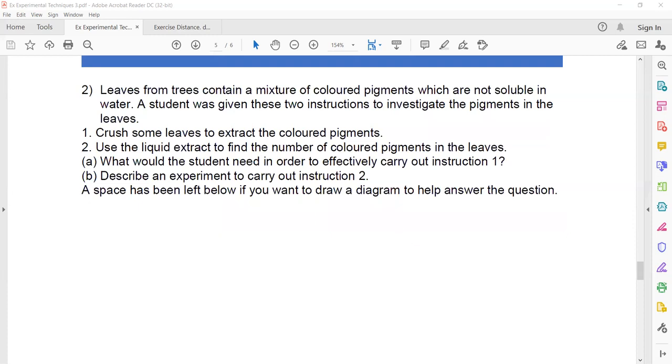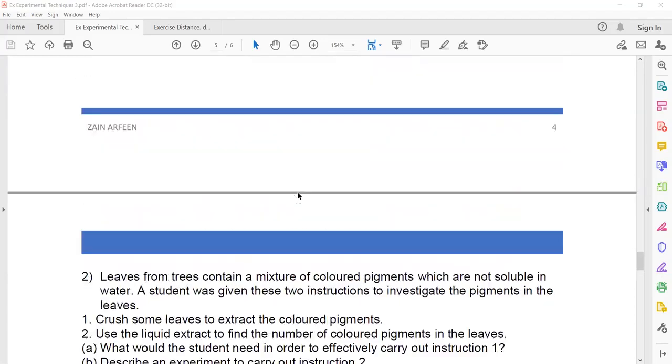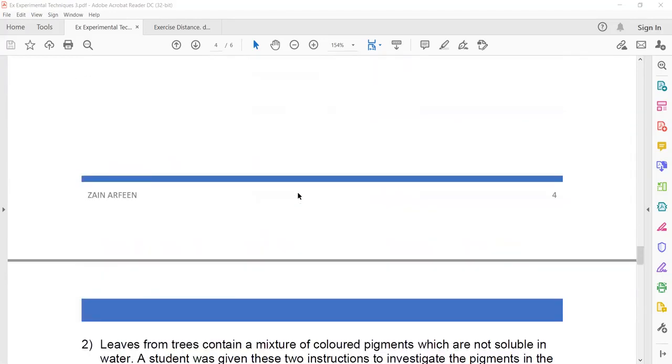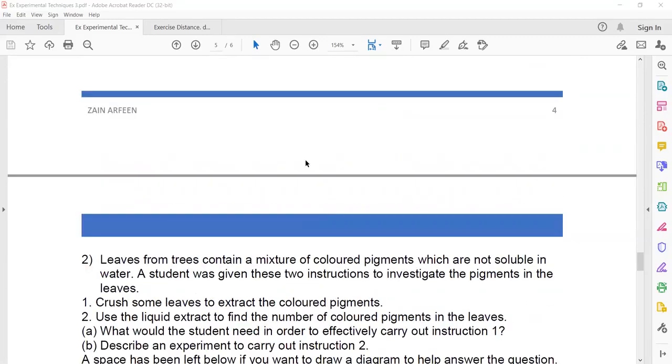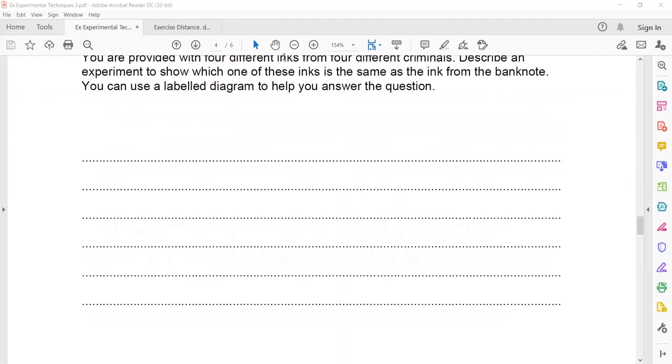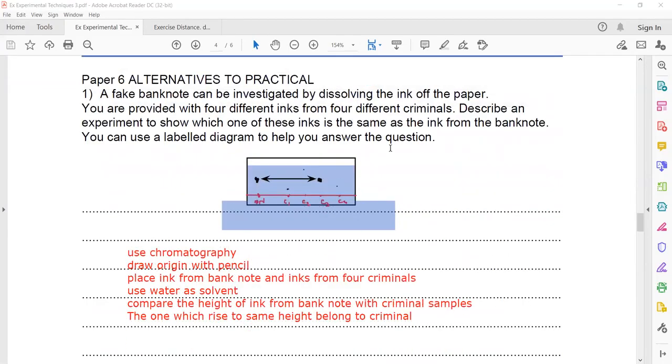So the next question, you can mention RF value. You can mention, like, compare. So you can mention the RF value as well, like measure the RF value from the banknote and compare with the RF value of the criminals. You can mention that as well. So both ways it is right.